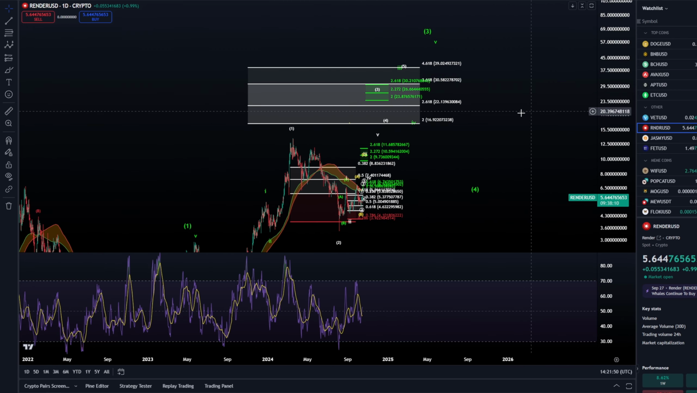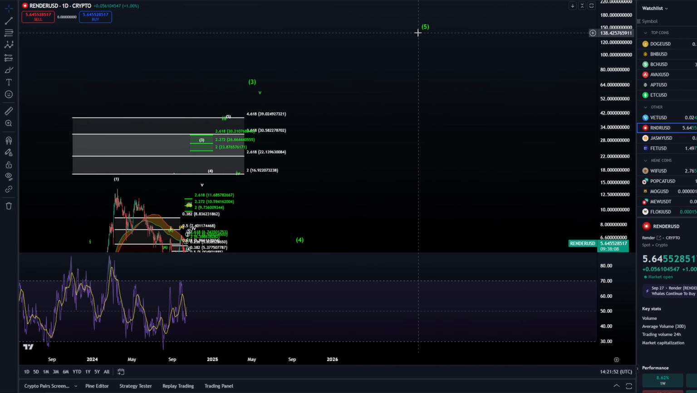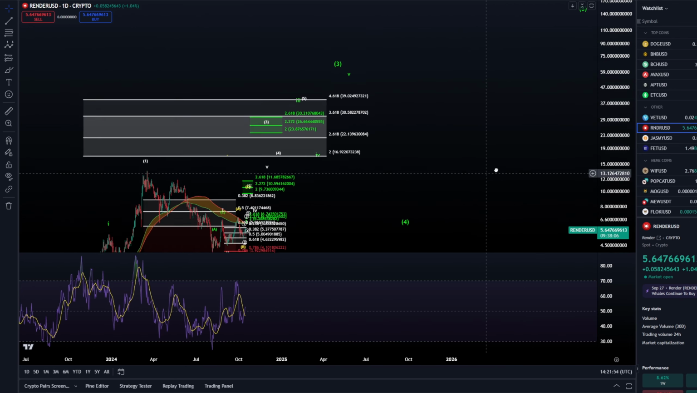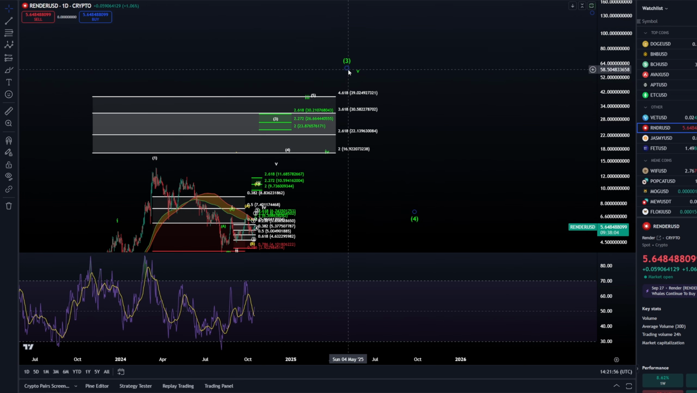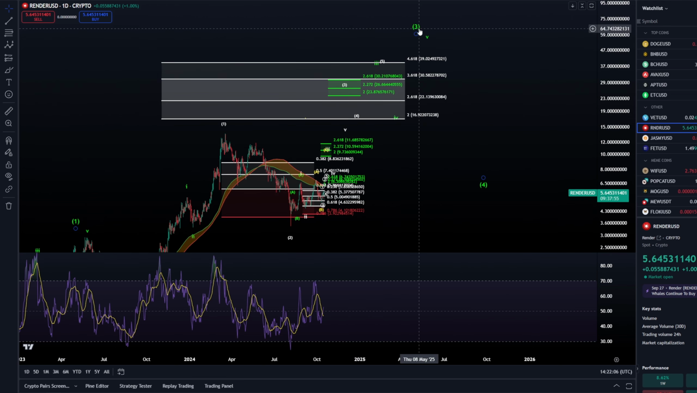So yeah, I don't think we will complete these 5 waves in this cycle. I don't think that's realistic. But we should complete at least 3 waves, in my opinion. Now, I don't know how high the third wave will go. It could theoretically go to like $50, maybe even $1, but that's a hopium count right now.